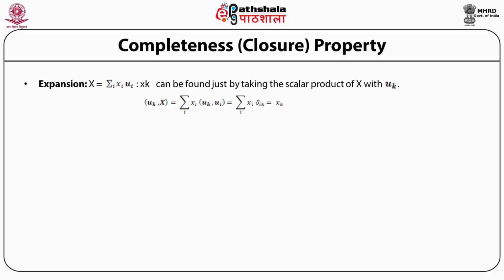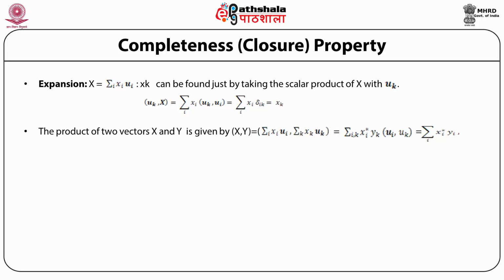The product of the two vectors x and y is given by the scalar or inner product of vectors x and y, which is equal to the inner product of summation i xi ui and summation k yk uk, which is equal to summation over i and k xi star yk into the inner or scalar product of vectors ui and uk, and this is equal to summation over i xi star into yi, where ui and uk are the unit vectors and xi and yk are the corresponding coefficients of ui and uk respectively.